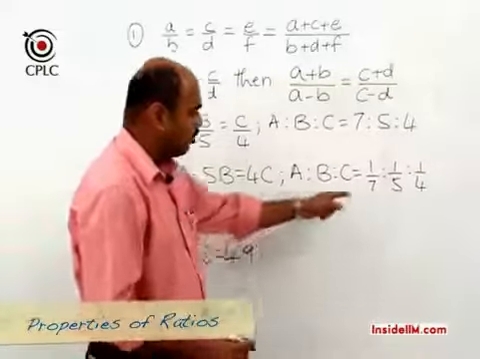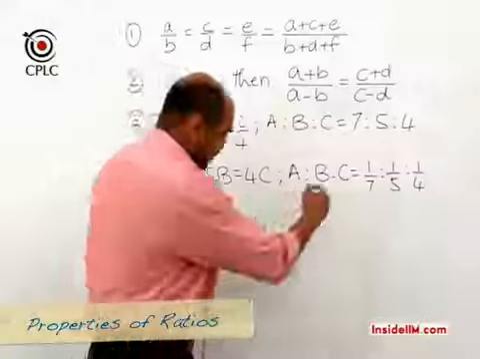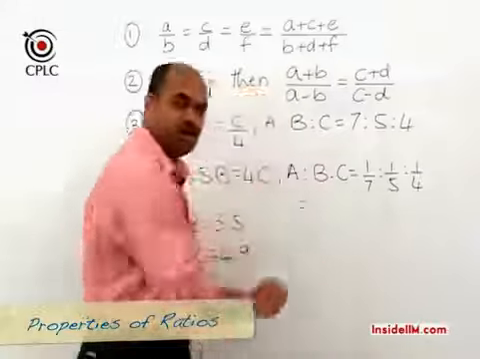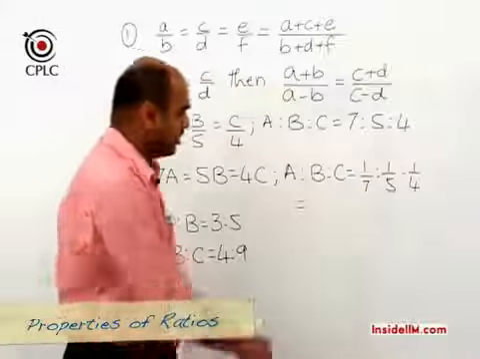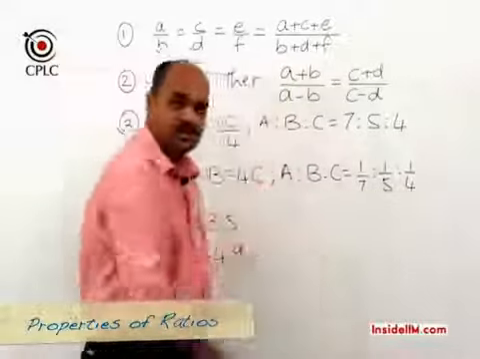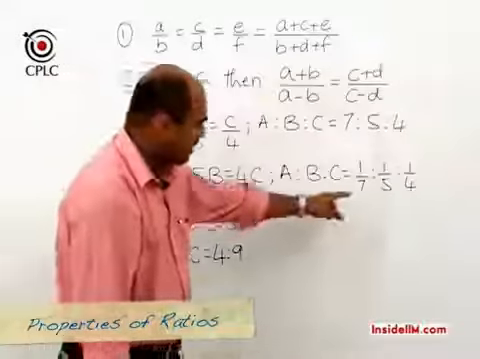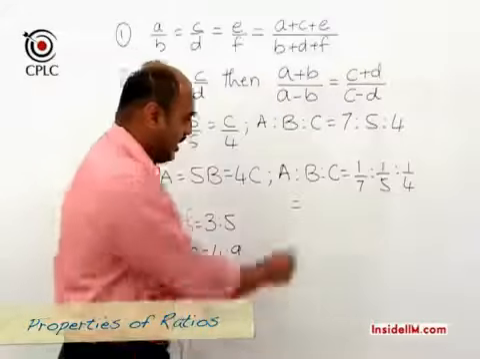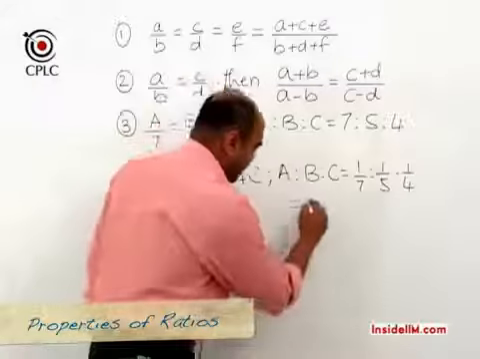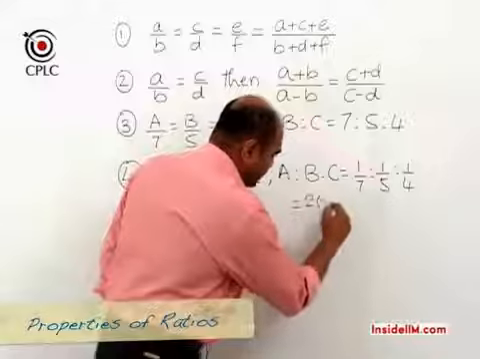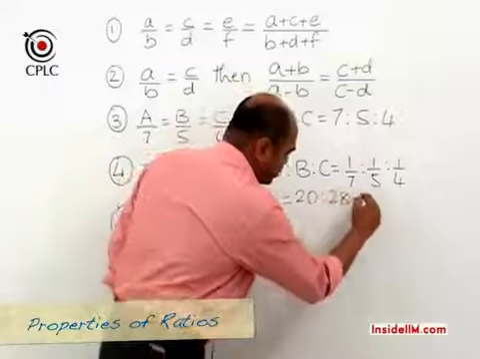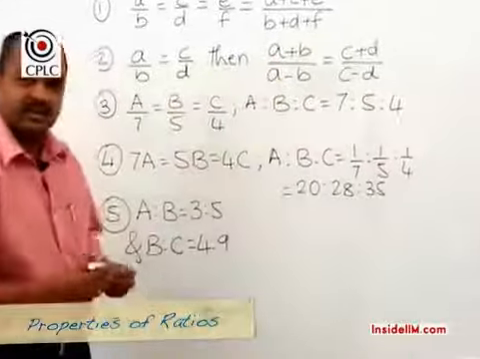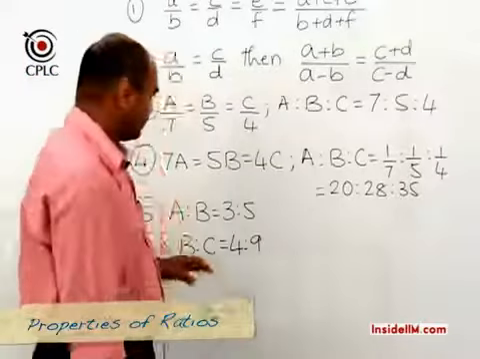And now if you want to convert that into simple numbers and not fractions, what we would do is take the LCM of 7, 5 and 4 and multiply each fraction by that LCM, and hence this would get simplified as 20 is to 28 is to 35. So that would be the final answer.